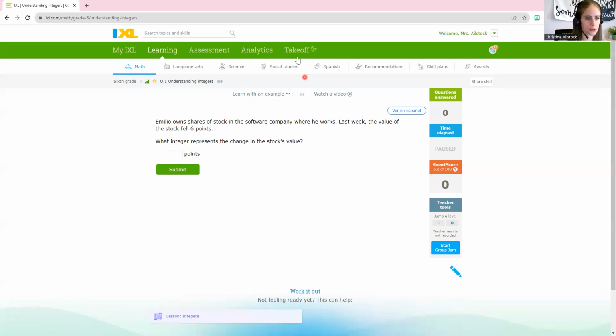Well, when I go through and look at this, especially with the word problems, I like to read them again. I see that it says last week the value of the stock fell 6 points. So if it's falling 6 points, that means it's decreasing. So we can represent that by using a negative integer.